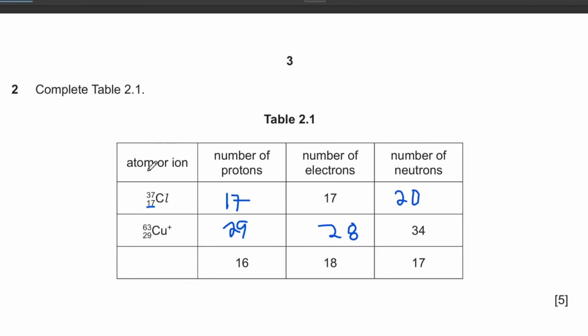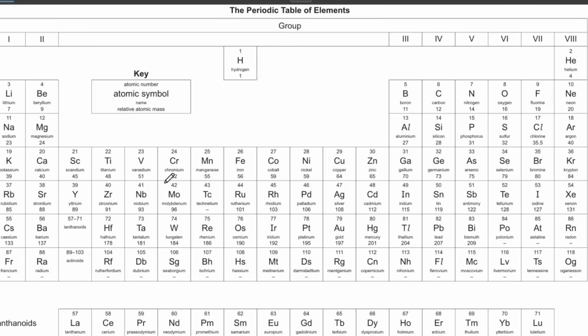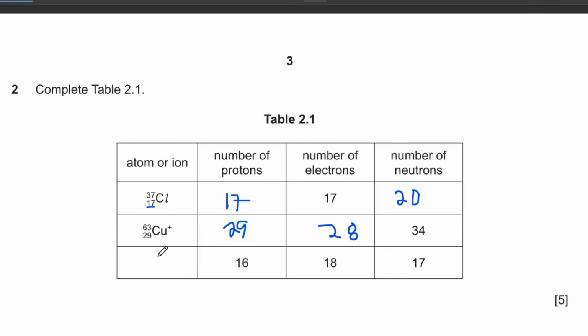Now here we are supposed to write the atom or the ion. So how do we identify the atom? Let's start with the number of protons, which is 16. Remember, number of protons is the same as atomic number. So we go to our periodic table, look for the element with atomic number 16. So this is it, sulfur. So that means here it's supposed to be sulfur. The atomic number is 16.